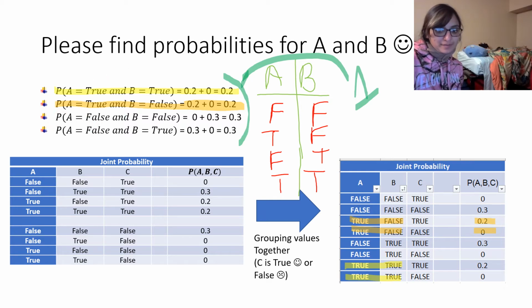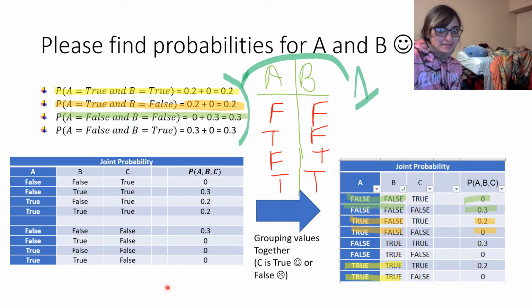And then what we want to do is see the probability A is false and B is false, so both of them are false. So what we're going to do here is say, okay, both are false. So that's just the top one, false and false. And you see that C can be true or false here. And that's what we get here, which is 0 plus 0.3, which is just 0.3.